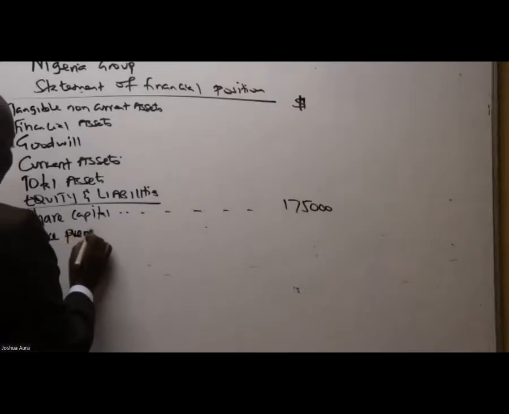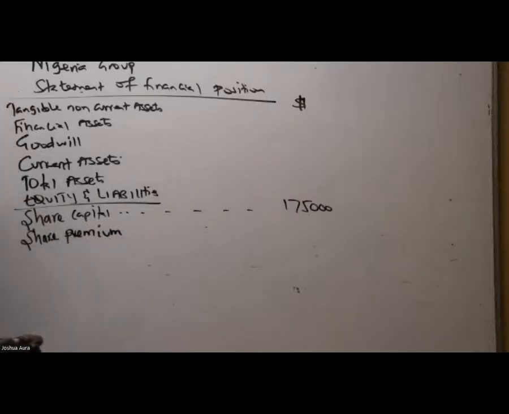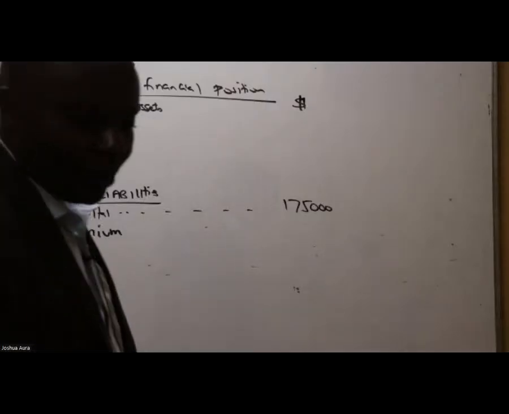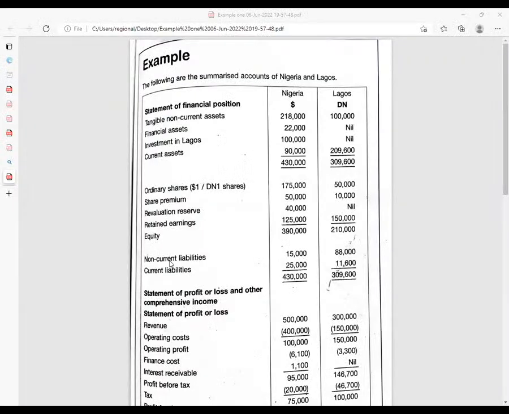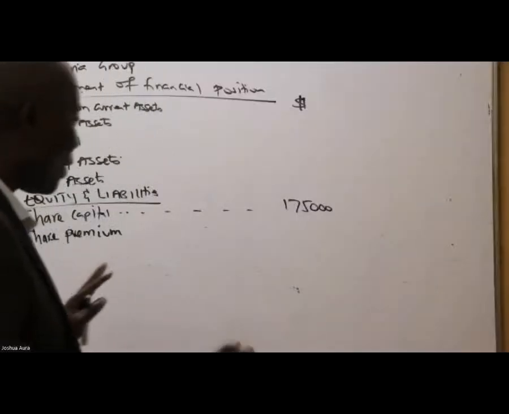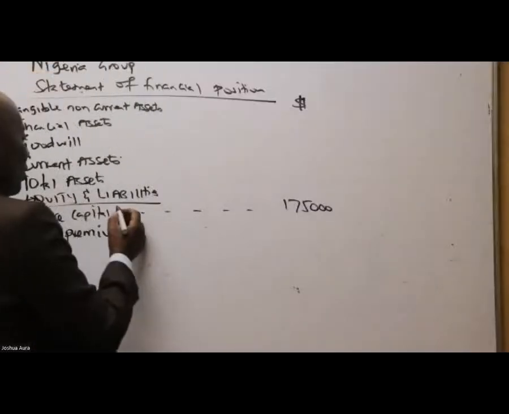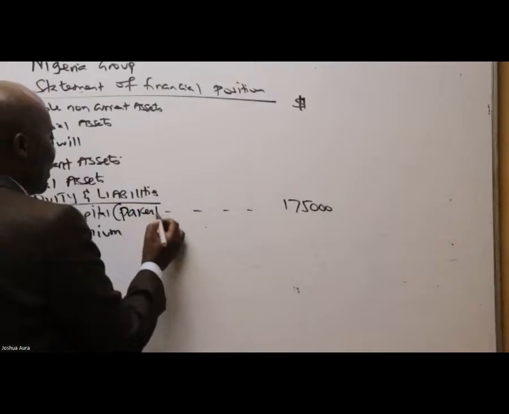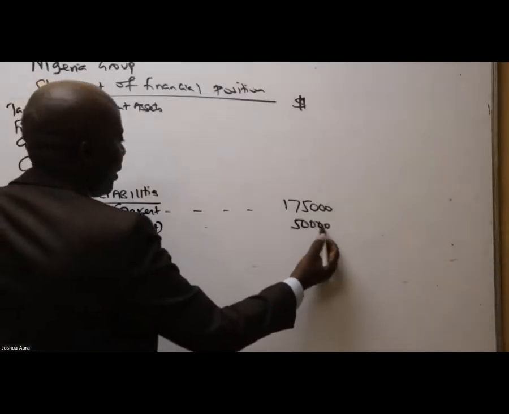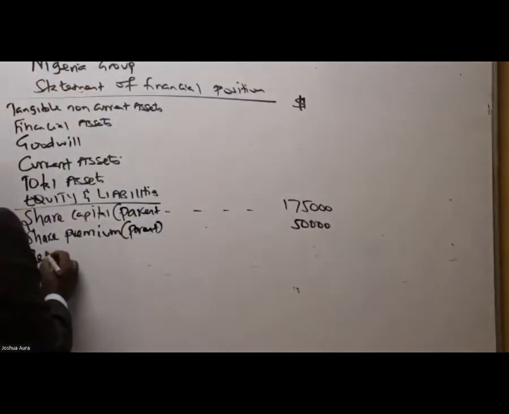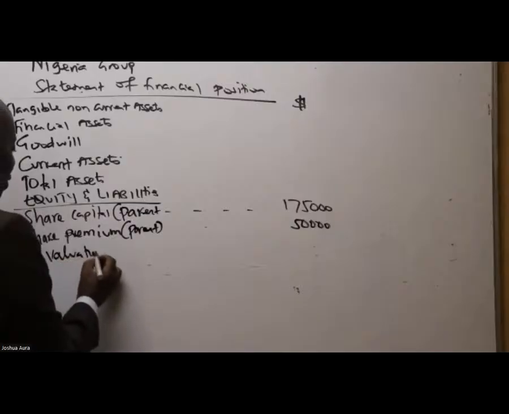The same case here with share premium, free marks really. For share premium, you pick the one of the parent. So share premium, 50,000. I'll pick it the way it is, the parent only. If I were you, I would have written here parent. Free marks really, 50,000. Now, revaluation reserve.